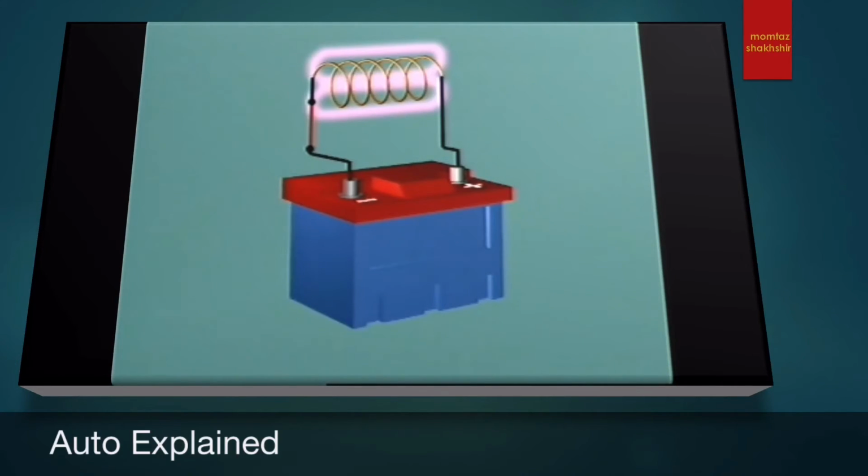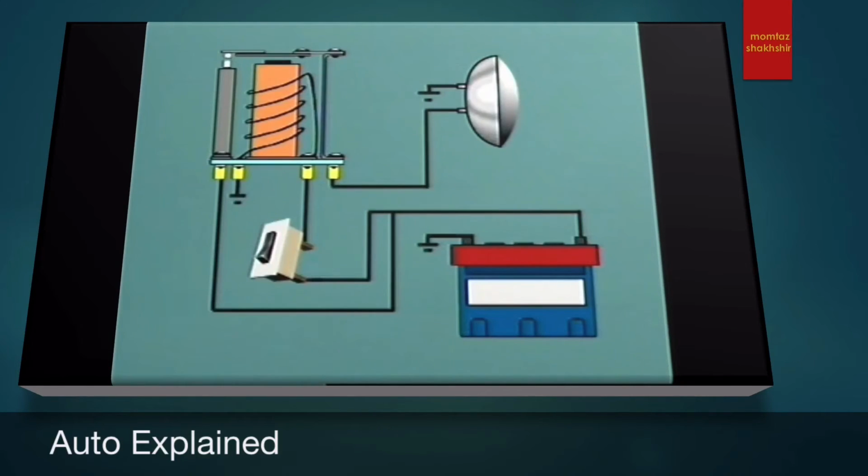By turning current to the coil on and off, this magnetic effect can be turned into mechanical movement, pulling a switch open or closed. This is the principle behind electrical relays.